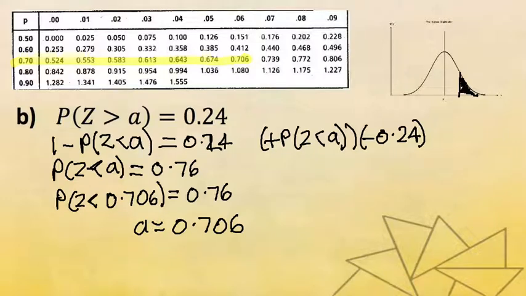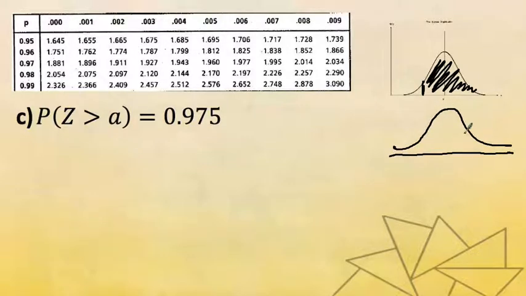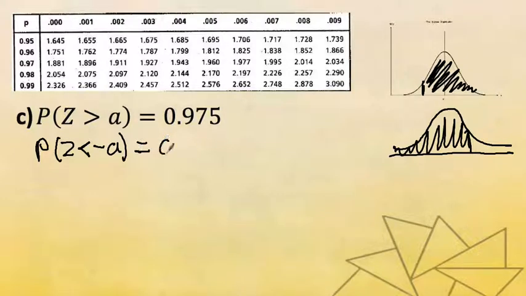Okay, let's look at part C. Part C says find the probability that Z is greater than A is 0.975. So again, we're looking at this right-hand upper table. I want it to be a big value greater than 0.5, so it's going to be to the left-hand side of that 0.5 marker, and I'm looking to find this probability here. That means I'm going to use the symmetry of the graph, and what I'm in fact going to do is find this probability here. So I'm going to actually find probability Z less than minus A equal to 0.975.